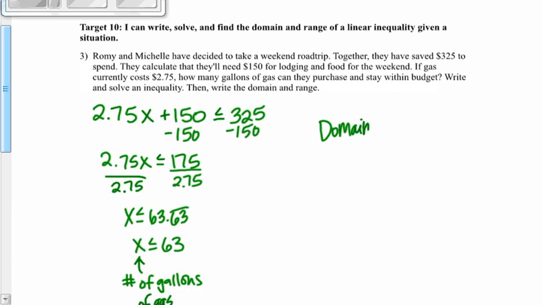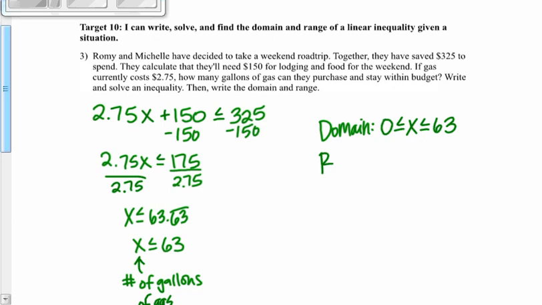Domain. So what would be the least amount of gallons of gas they could purchase? Technically, they could purchase zero. So maybe prior to this, they filled up their tank and then they decided to go on this road trip and they don't need to purchase any gas. Maybe they're staying somewhere close. It's a little bit of a staycation. So zero is a possibility. We just solved for 63 being the maximum.